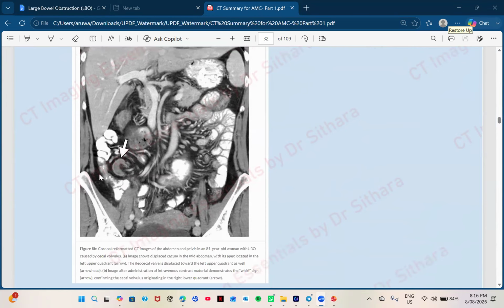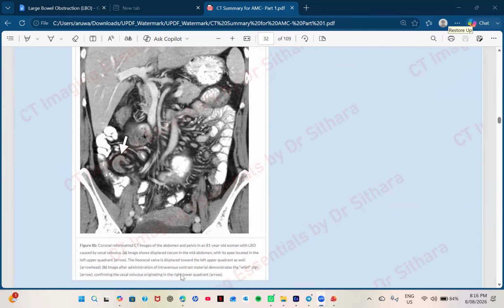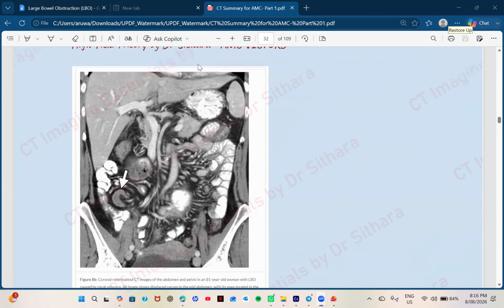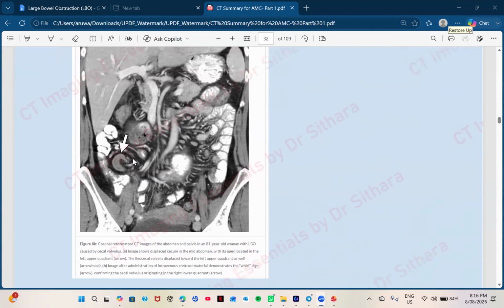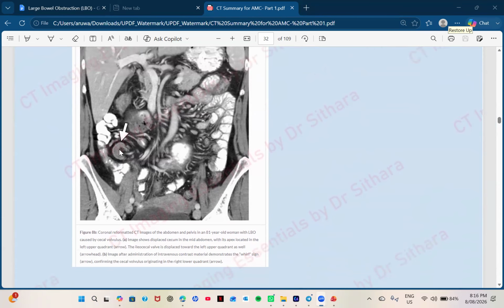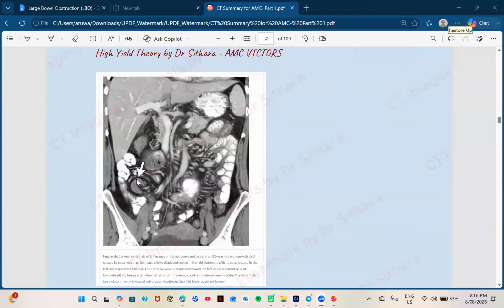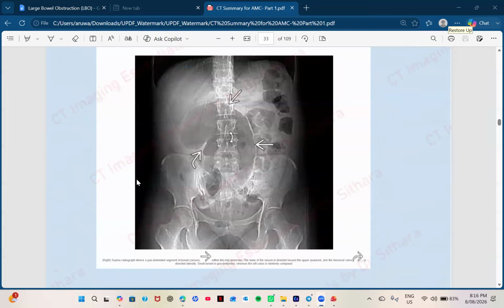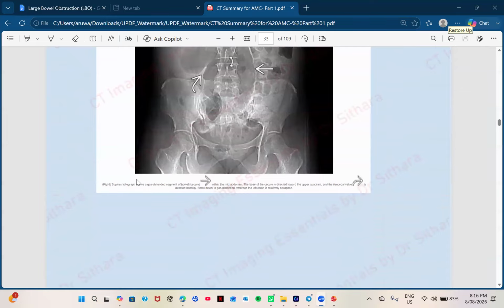Here you can see the whirl sign, right? Here the arrowhead, and the image after administration of intravenous contrast demonstrates the whirl sign, because I think this is a series of images, but I got only this image, because I want to show you the whirl sign, right? Whirl sign is very important, because it is typical for the volvulus. And when you consider it with the clinical presentation and the dilation of the cecum and everything, you can think about the management, right?